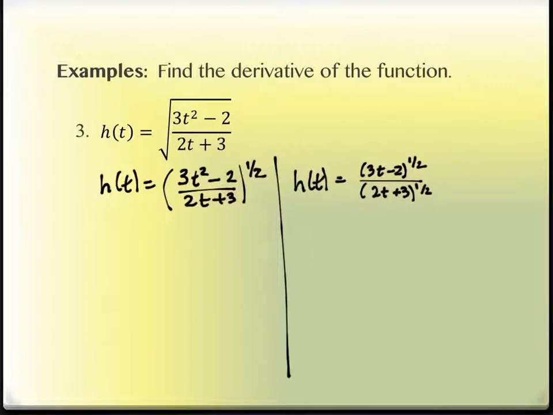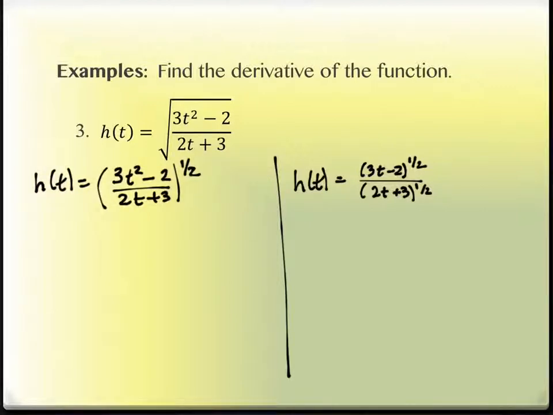That's how I think about this particular problem. That's how I see it. But the other way is certainly fine. There's nothing wrong with going in that direction too. So let's take a look at what happens on this first one. As we mentioned, we're going to bring the 1/2 down, and we're going to decrease the power. So what will the 1/2 power now become? -1/2. Yeah? 1/2 minus 1. The inside gets rewritten, no change, so 3t squared minus 2 over 2t plus 3.